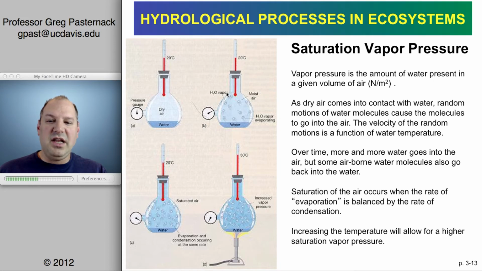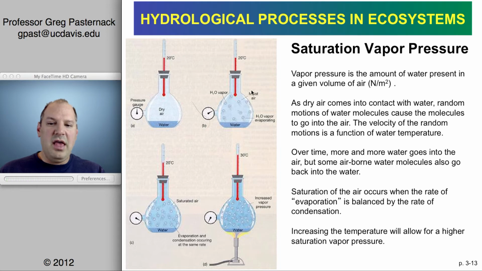Because that water is in a vapor state, we can use the term vapor pressure. So vapor pressure is another way of saying the amount of water present in a given volume of air. And because it's given as a pressure, pressure has the units of a force per unit area. So you might think of that as a mass, but remember, force consists of mass as well.